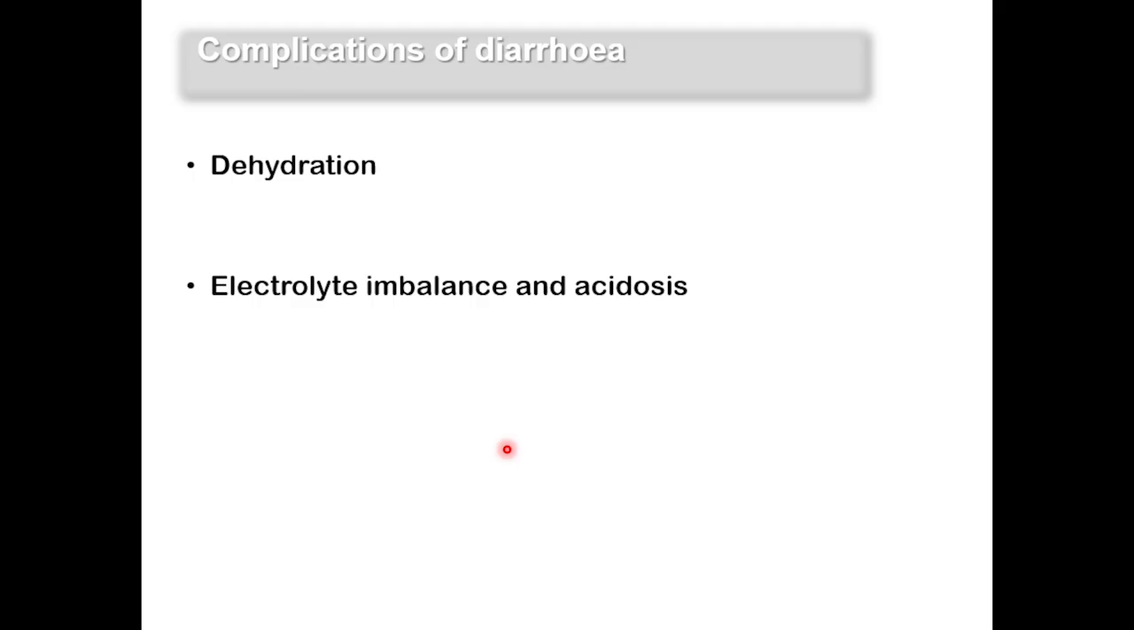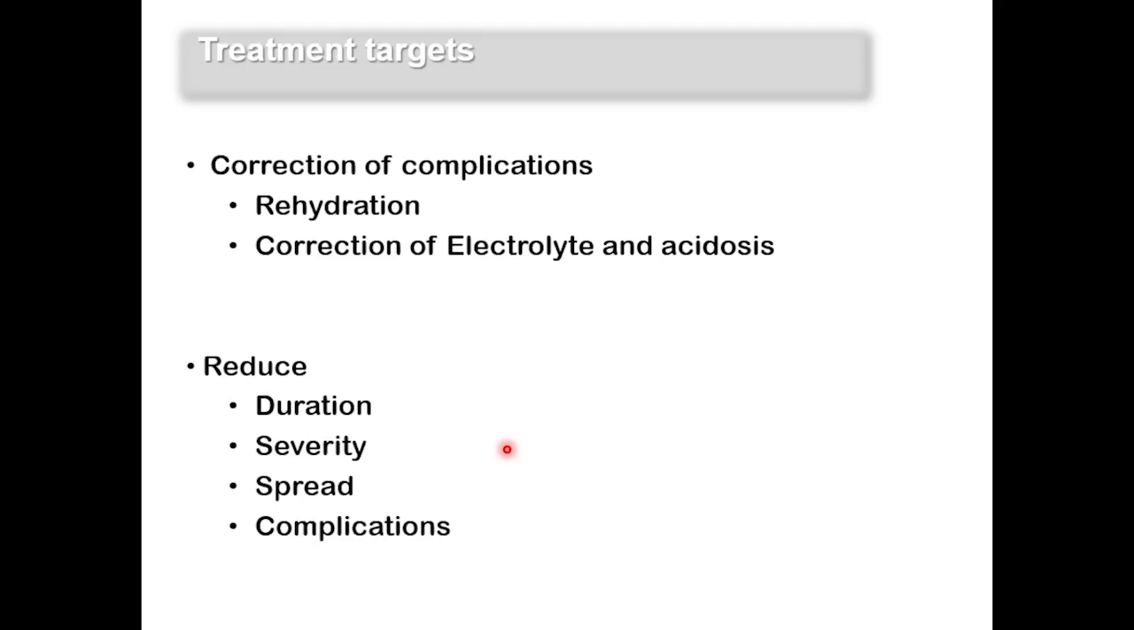Complications are not very many: dehydration, electrolyte imbalance and acidosis, but still diarrhea is the second cause of death in children in the world. These two complications are enough to kill a child. ORS made a big difference in the morbidity and mortality of diarrhea. That is why the composition of ORS got the Nobel Prize. So what are the treatment targets? Treatment targets are correction of complications, that is rehydration and correction of electrolyte and acidosis imbalance, and reduction of duration, severity, spread, and complications.